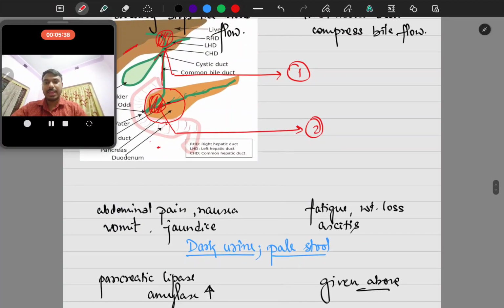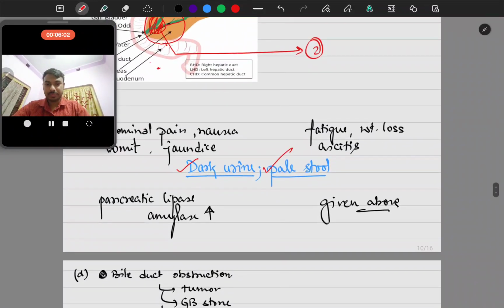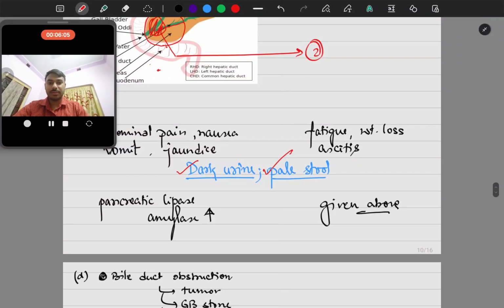Now, other points include: in pancreatitis there is abdominal pain, nausea, vomiting, jaundice, etc. And in alcoholic obstructive jaundice, there will be fatigue, weight loss, ascites, meaning fluid filled cavity in the abdomen. In both cases, there will be a presentation of dark urine and pale stool. In the question, it is already given that grayish stool and dark urine are passed by the patient. And how would I discriminate between these two?